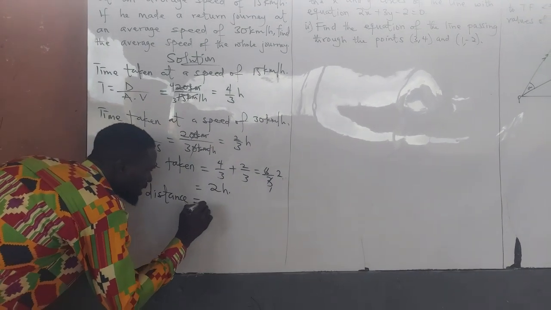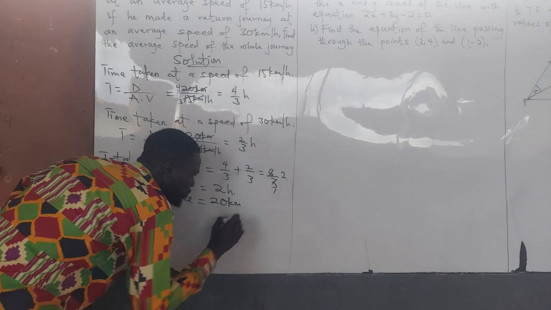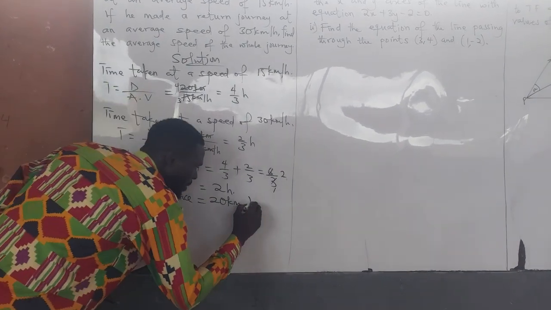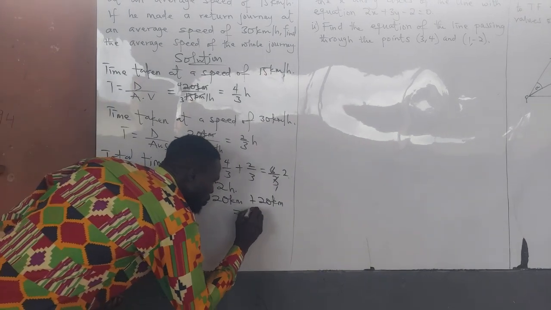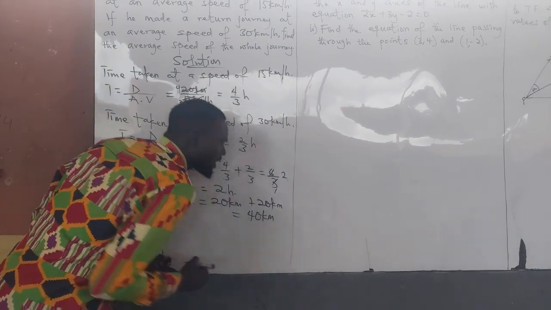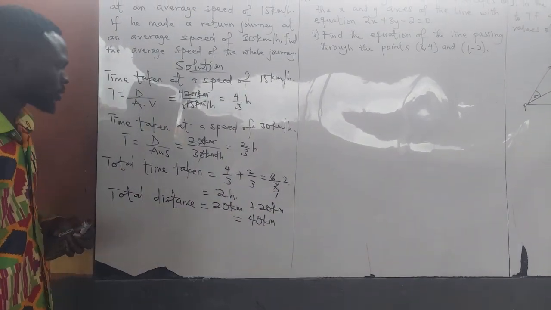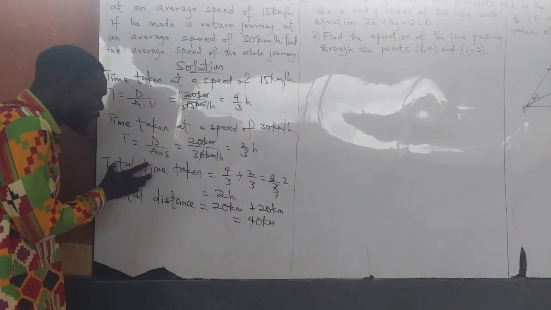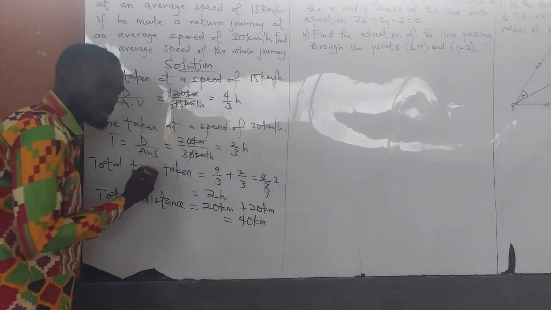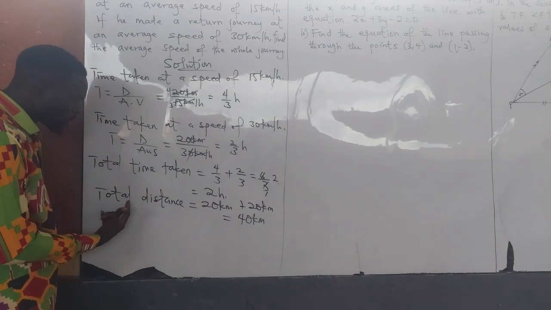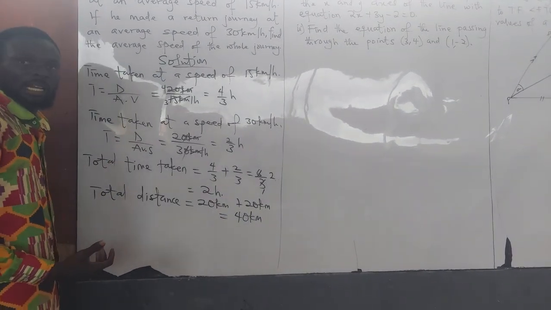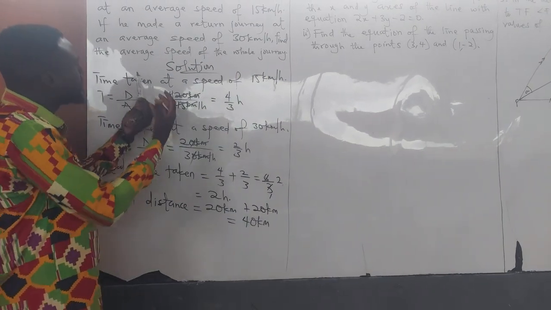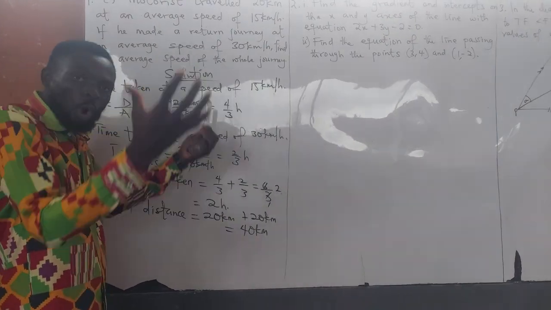And what is the total distance? The distance at which he traveled plus the distance at which he returned. So this gives you a total of 40 kilometers. Good. So now, I know the total time taken, which is 2 hours. I also know the total distance, which is 40 kilometers. Now what am I asked to calculate? The average speed for the whole journey.